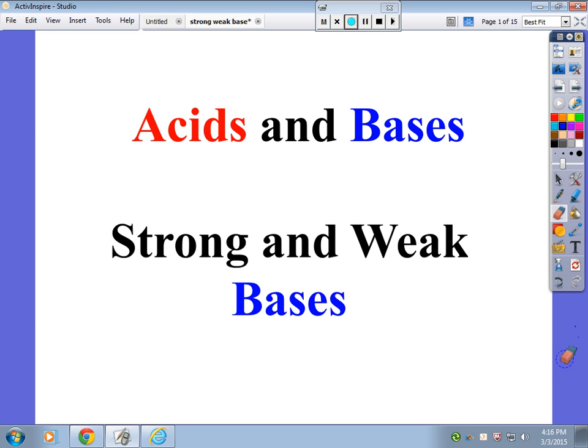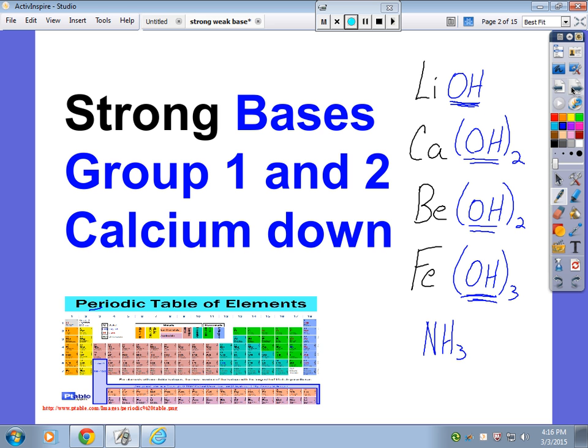Hi, today's podcast talks about acids and bases, specifically strong and weak bases. Before we go into how to do the problems with strong and weak bases, we need to understand what strong bases and weak bases are and what they look like in a container. So, strong bases are basically group 1 and group 2, calcium down.